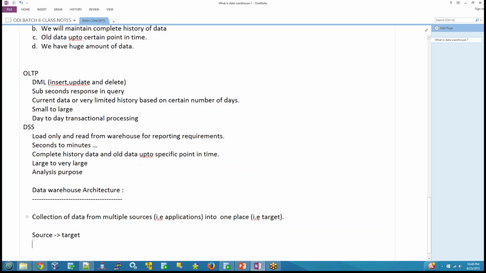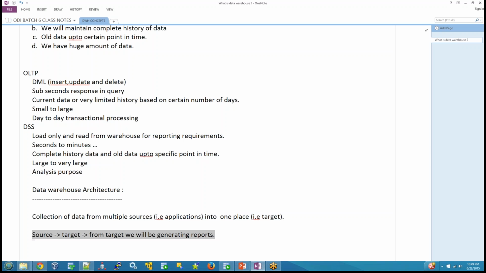Okay, so now the data warehouse is nothing but a target. We are going to get the data from multiple sources into one place. That is called source to target. So we get the data from multiple sources and load it into the target. Once we have the data in the target, from the target we will be generating reports. This whole process is called a decision support system.